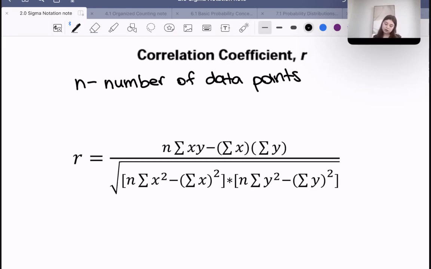So this equation is very long and it might look daunting, but as long as we understand what exactly summation notation is, what we mean by it, then we are going to be just fine. We're going to be able to figure it out.